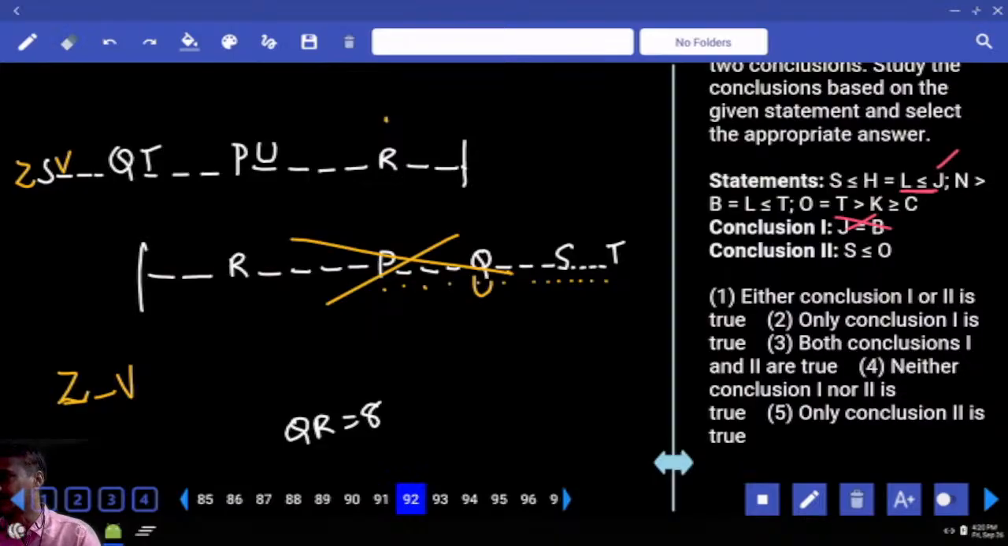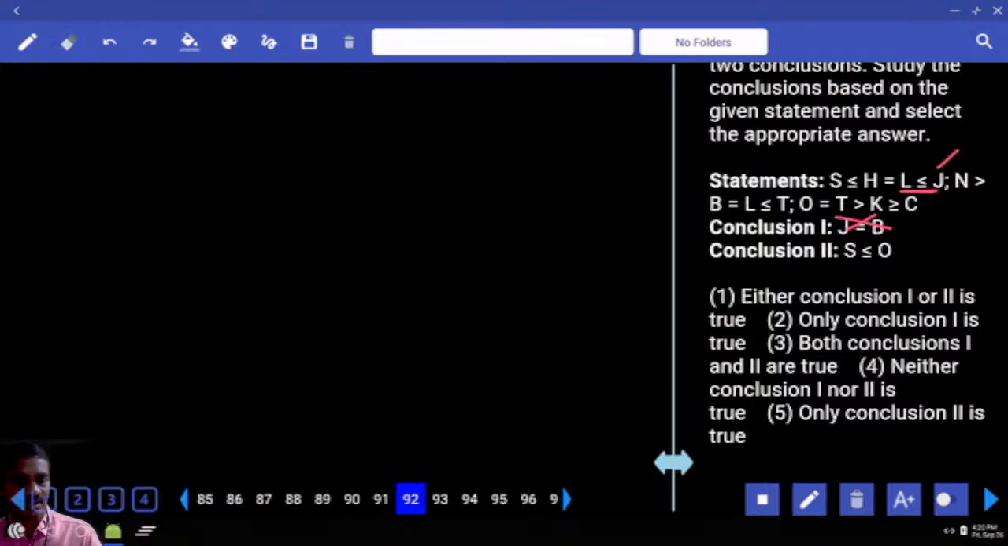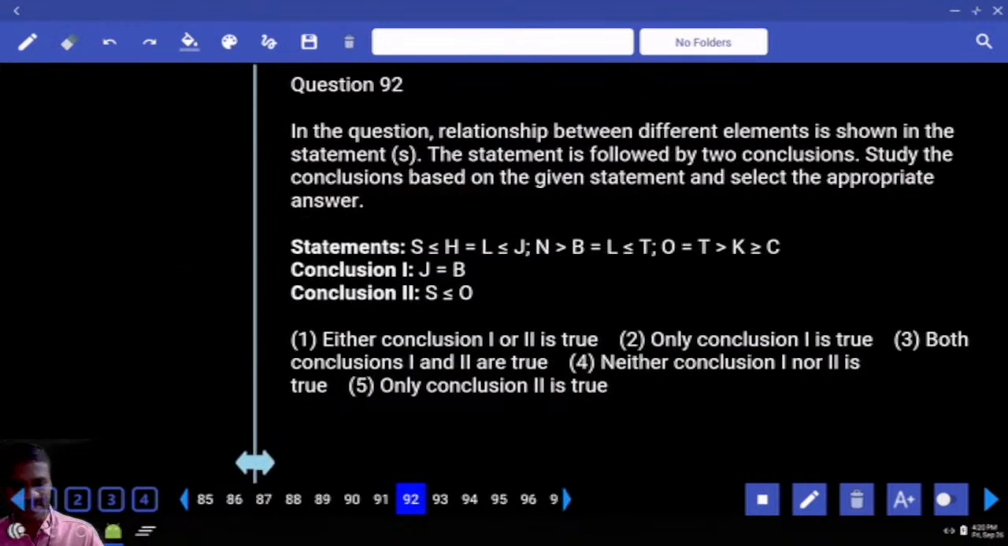Hence equal to is not possible. For equal to, you should not have any other symbol other than equal to. You should have only equal to. Now from J, we are going to lesser than or equal to. Hence it is ruled out. Then second conclusion. What is the second one we have?